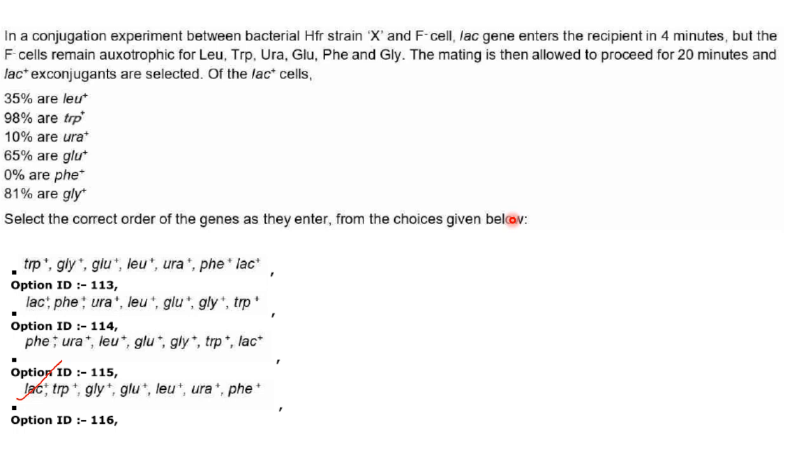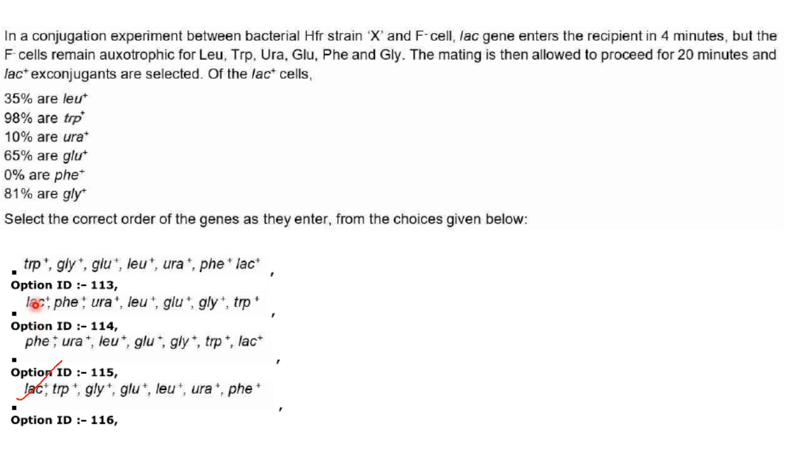So this is the case of conjugation experiment in bacteria, and here I told you that the lac plus gene is the first to enter. So lac plus X conjugates are selected, so the lac gene has to come first. If you see the options, you can happily eliminate option 1 and option 3 because phenylalanine and tryptophan are the first to enter and lac is last to enter. So that means those options are not correct. Then out of the second and fourth option, which is the correct option?